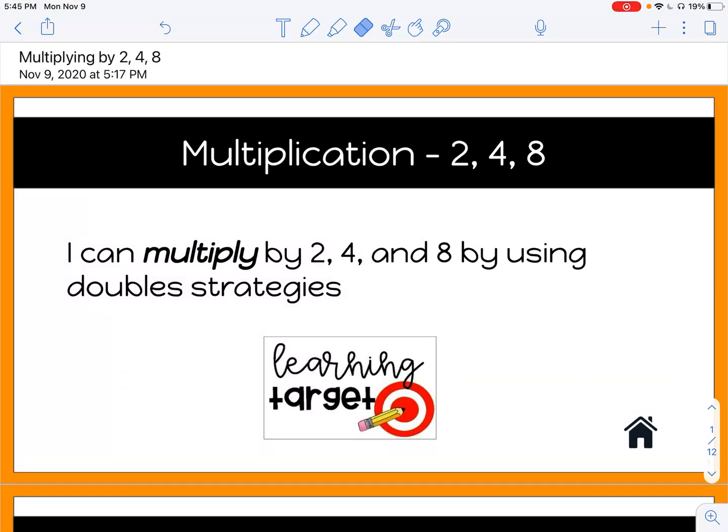Hi, fourth graders. Today we're going to talk about multiplication. Specifically, we're going to talk about twos, fours, and eights. So our I can statement is: I can multiply by 2, 4, and 8 by using the double strategies.